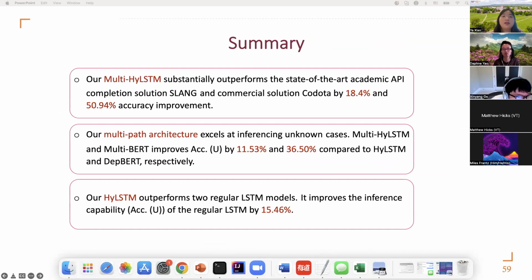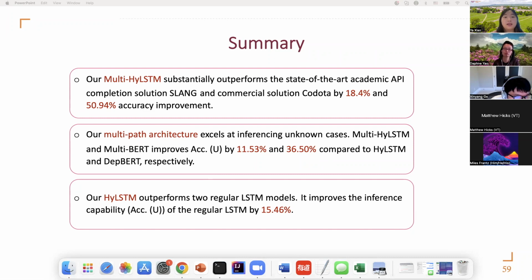I want to briefly summarize the contributions of this work. First, our solution, multi-high-LSTM, substantially outperforms the state-of-the-art SLAM and Codota by 18% and 50%, which is a substantial improvement. And by the ablation study, we found that our design, the multi-path architecture, excels at inferring the unknown cases.